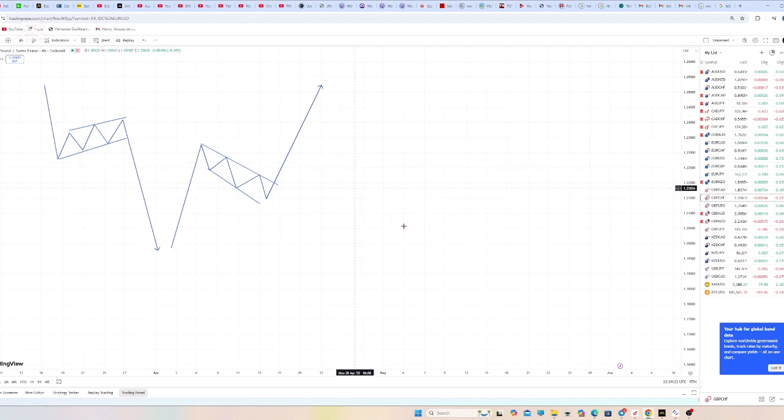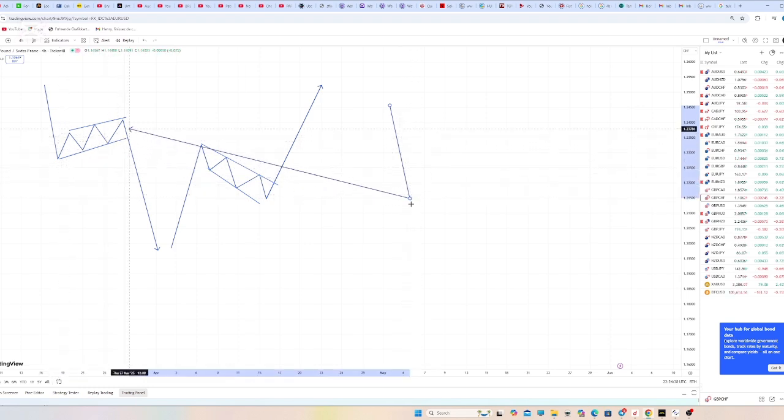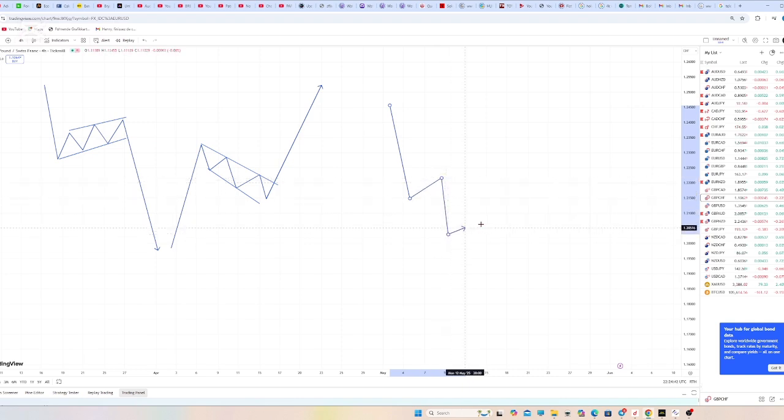Then for a reversal correction you will have something like so. Let's take a bearish move reversing to a bullish move. You have something like so, impulse. Now instead of this correction going all the way up, you have it coming all the way down. This is a reversal correction. Price then reverses from this move.